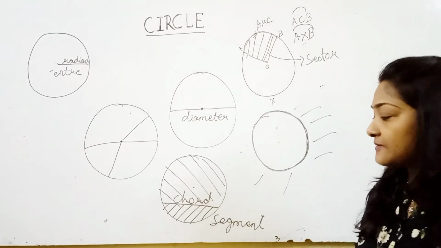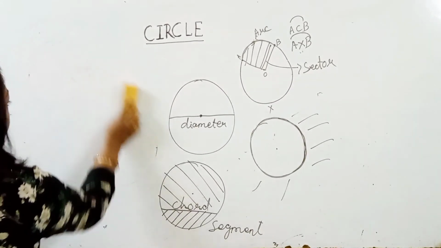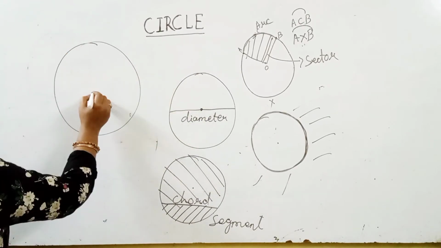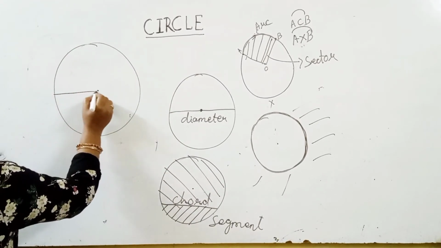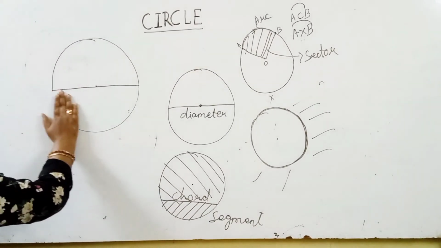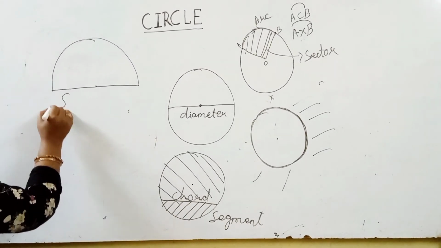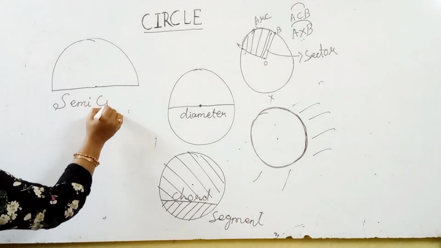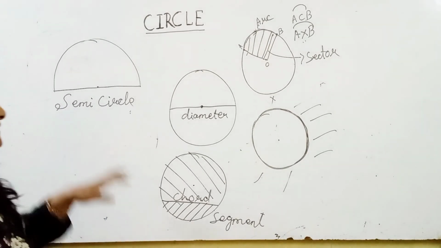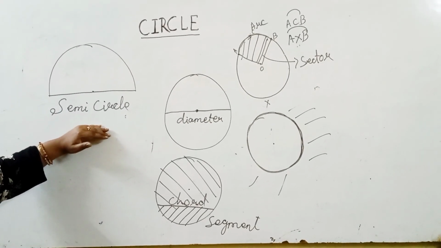Now, this is the main thing. Suppose I consider this circle, this is the center and this is the diameter. If I remove one part, the half part of the circle is known as your semicircle. This is known as your semicircle, the half of the circle.